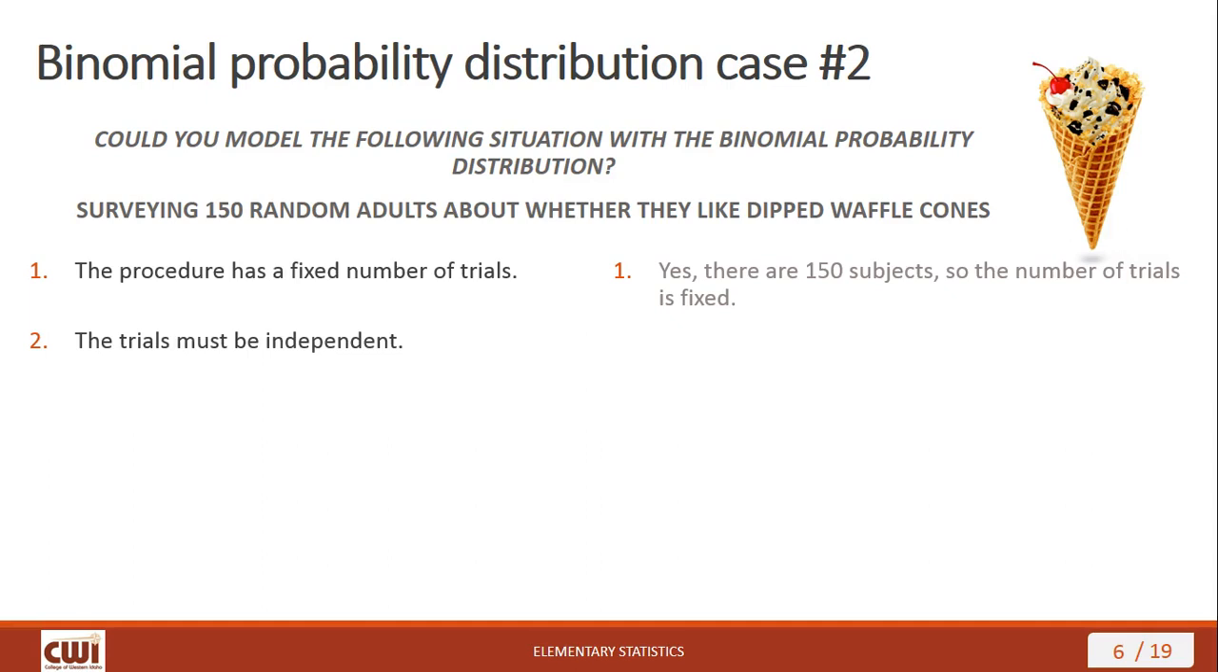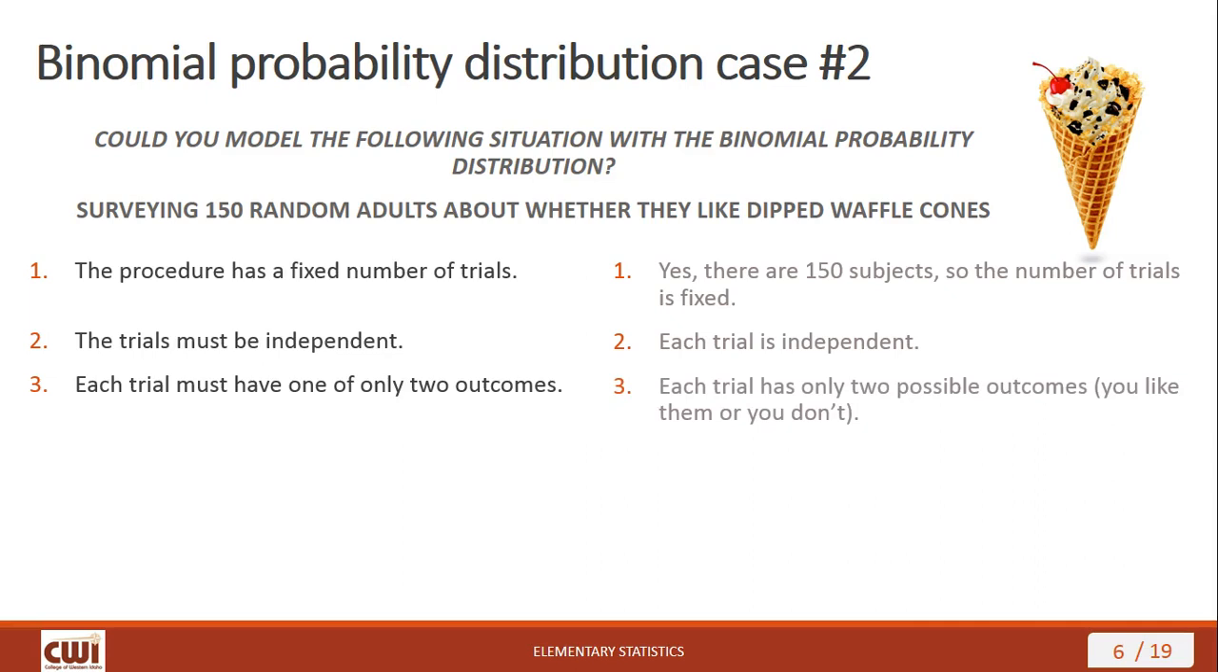2, the trials must be independent. And yes, we're going to say that each trial here is independent. 3, each trial must have one of only 2 outcomes. Do we have this requirement met? The answer is yes, we do have this requirement met. Either you like dipped waffle cones or you don't. There's no fence sitting when it comes to dipped waffle cones. You either like them or you don't. So there's only 2 possible outcomes, and you're going to get one of the 2 when you ask the question. So that requirement is met.